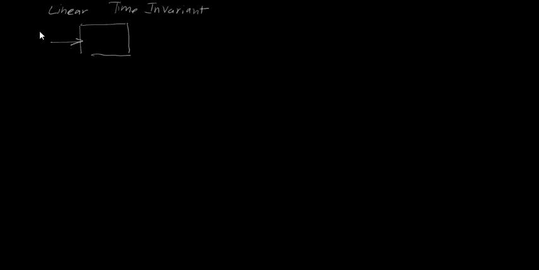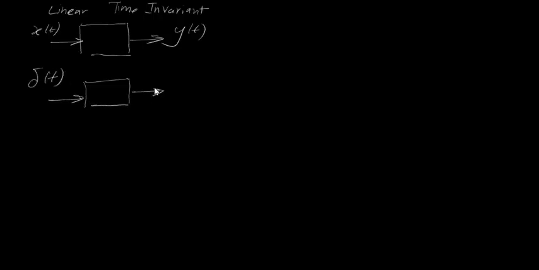And let's say that we feed our system a signal x of t. That means it's a signal that depends upon the time. We should get at the output another signal which we're going to name y of t. Now let's say that we are going to feed our system just a special type of signal, which is the famous delta of t. And the system is going to respond, and we're going to call the response h of t.